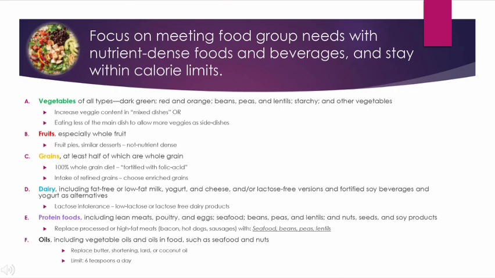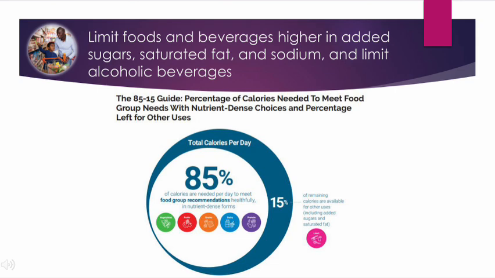So overall, the goal is simple: choose foods that give more nutrients and avoid exceeding your daily calorie needs. This balance is essential for maintaining health and preventing disease. Now, let us focus on an equally important concept: not just what to eat more of, but what to limit. This slide highlights 4 key components that we need to control in the diet: added sugars, saturated fat, sodium, and alcohol. These are the major contributors to many chronic diseases.